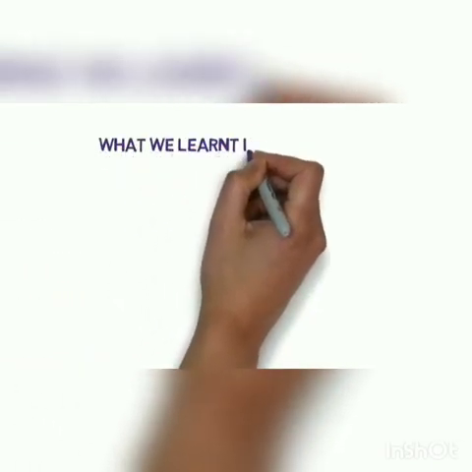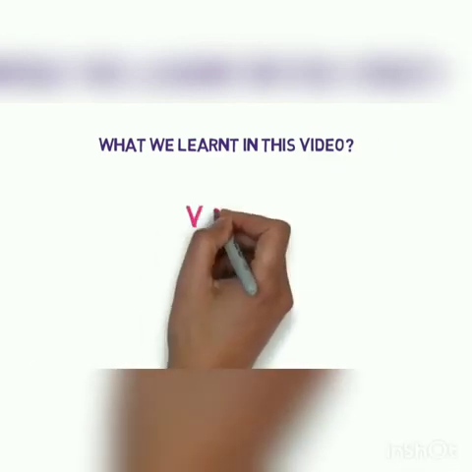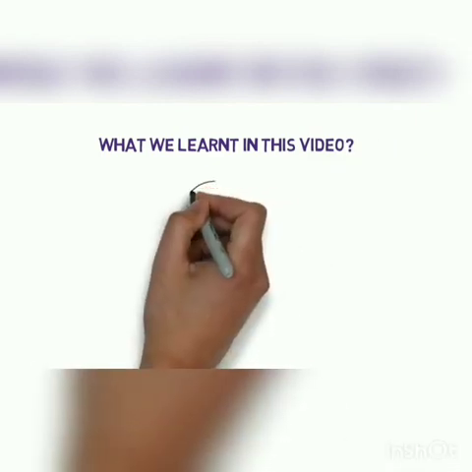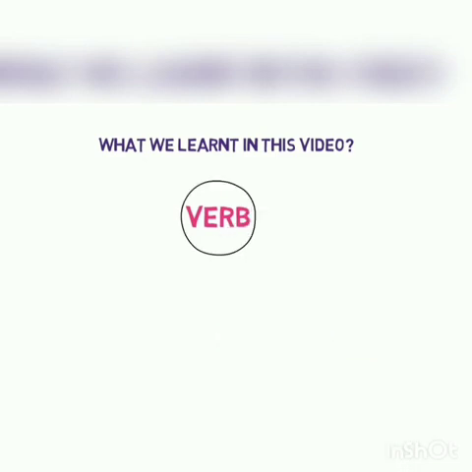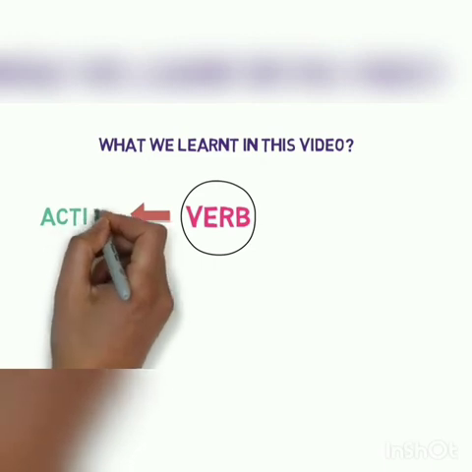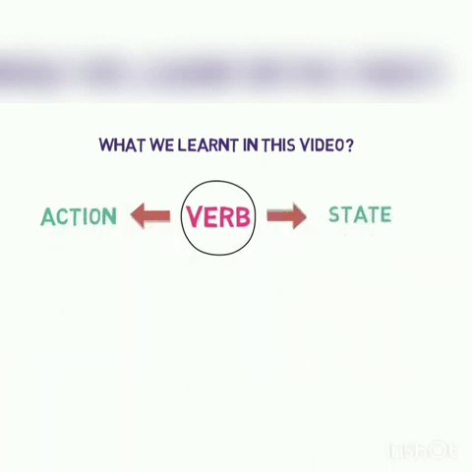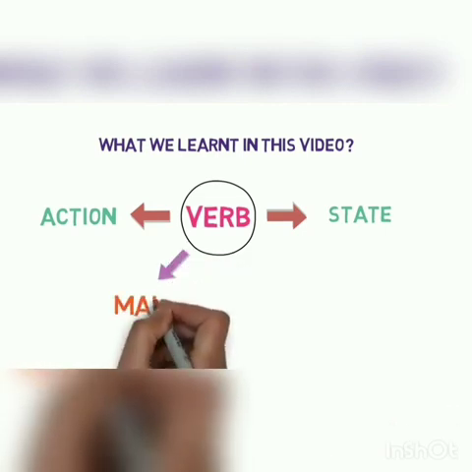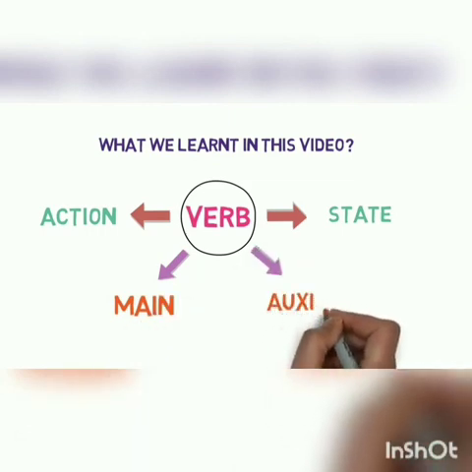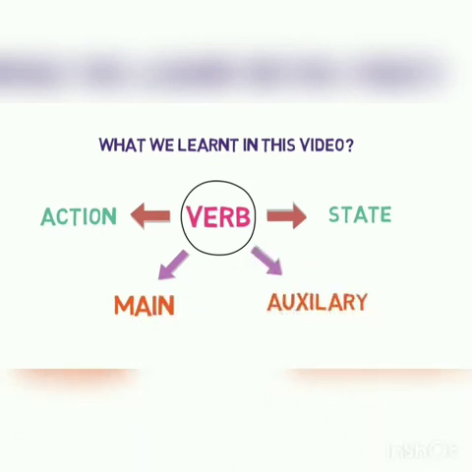That's all in this video. Let's quickly go through what we have learned. Firstly, we discussed verbs and what they tell about the subject. They tell two things about the subject: the action that the subject performs and the state in which the subject currently is. Then we discussed two main types of verbs: main verbs and auxiliary or helping verbs.